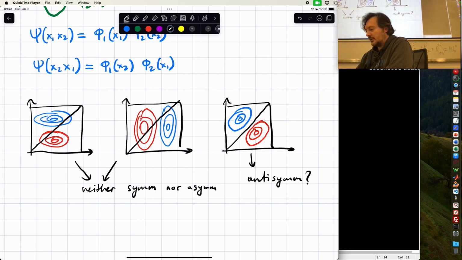Do you have any suggestion how I can achieve this kind of a wave function? It should be the multiplication of two.